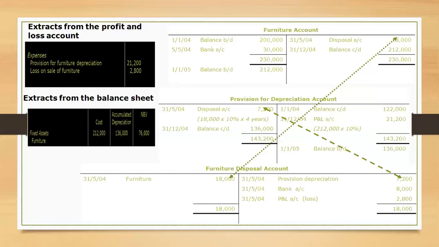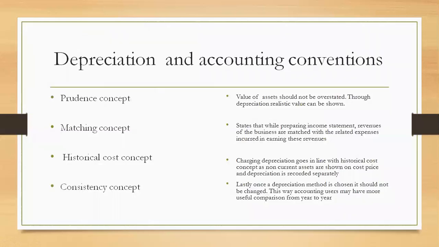As far as the extracts of balance sheet is concerned, you have to show the fixed asset at cost price, accumulated depreciation at that time, that is the balance in provision account, and the net book value. Moving on towards accounting conventions and depreciation. These are the basic 4 concepts which are used for depreciation.